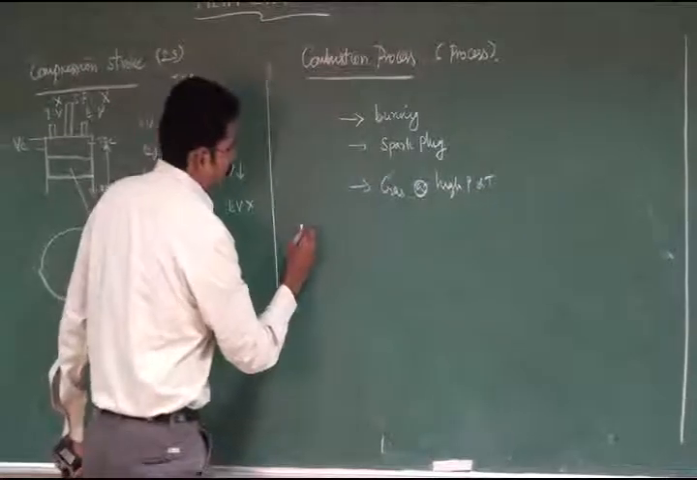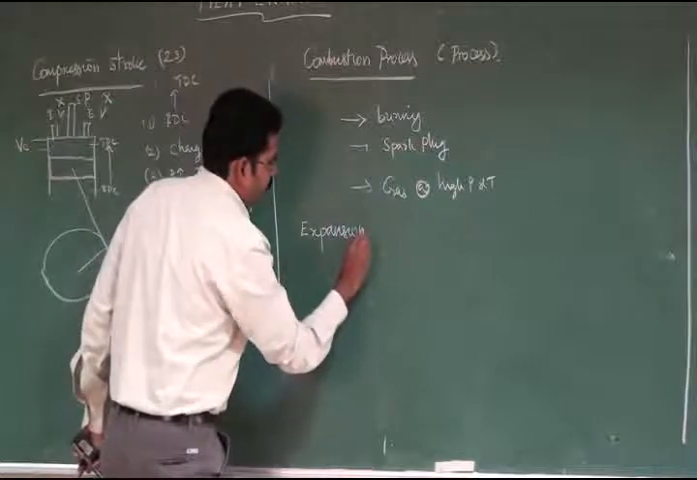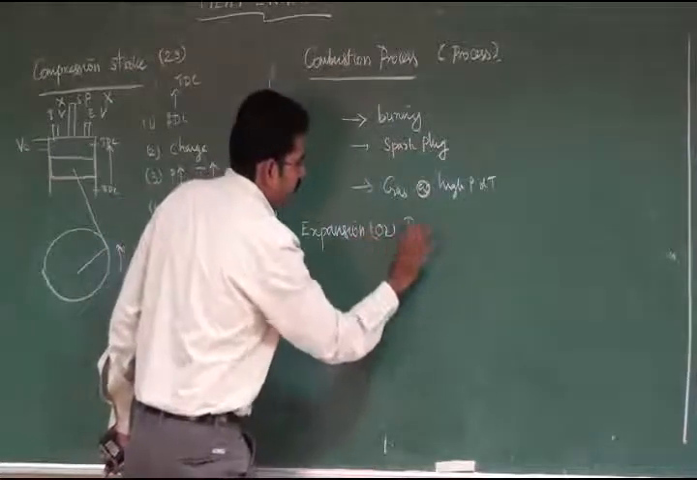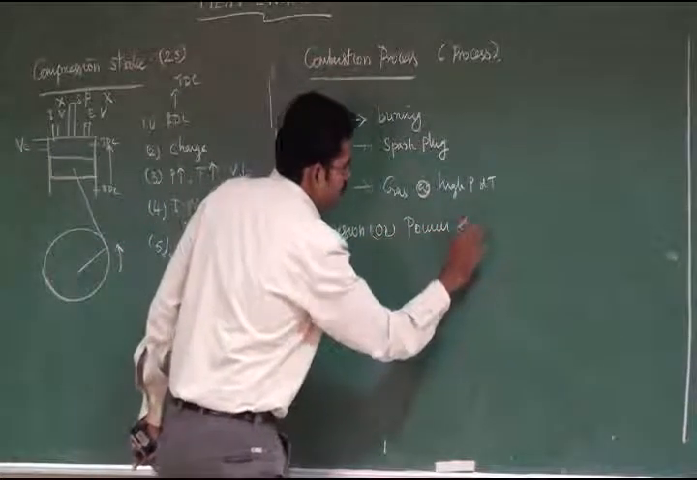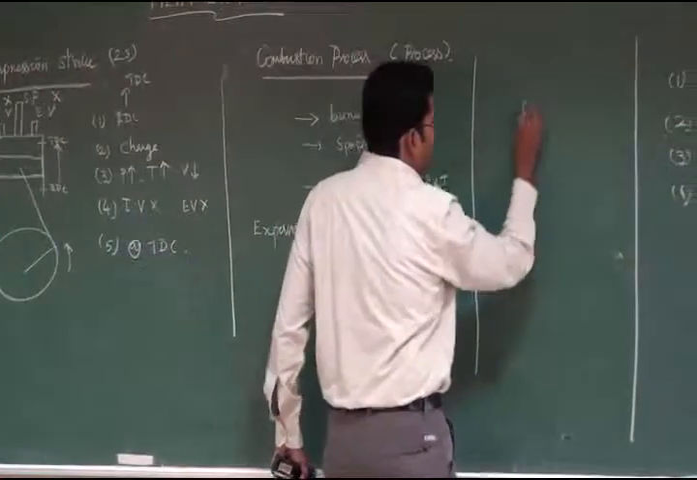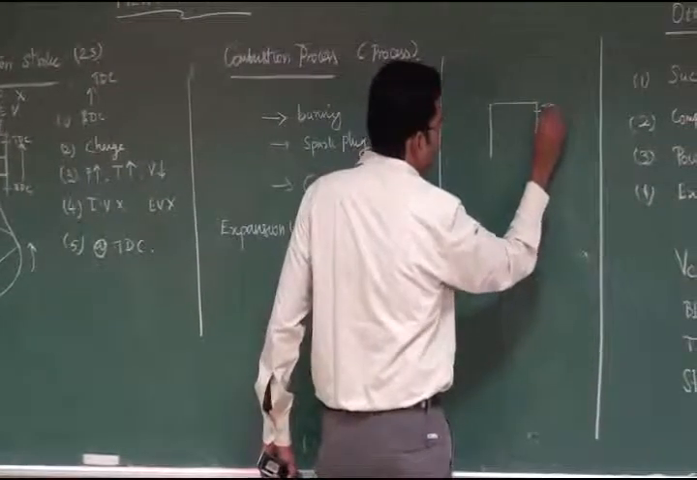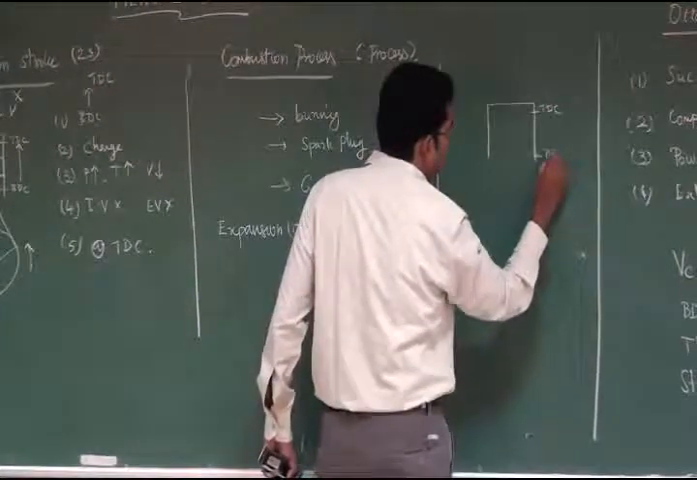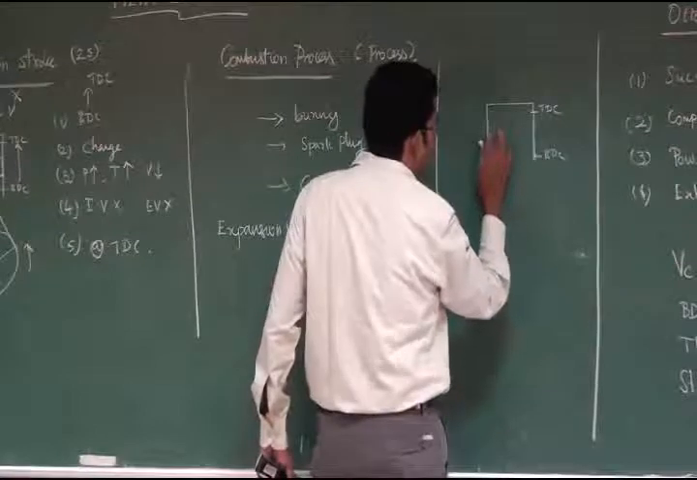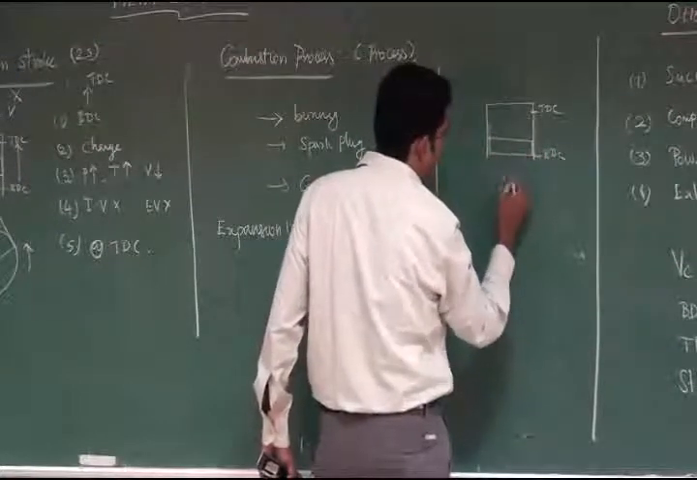Next one, expansion or power stroke. This is the line diagram of expansion or power stroke. This is TDC, top dead center. This is BDC. This is the cylinder. During expansion, the piston position will be at BDC.